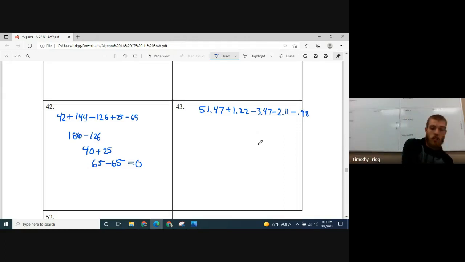Okay, you can go ahead and I would just put this in your calculator. 51.47 plus 1.22 minus 3.47 minus 2.11 minus 0.98 gives us a total. So at the end of the week, the price per share will be $46.13. Okay, hopefully you got the same answer.